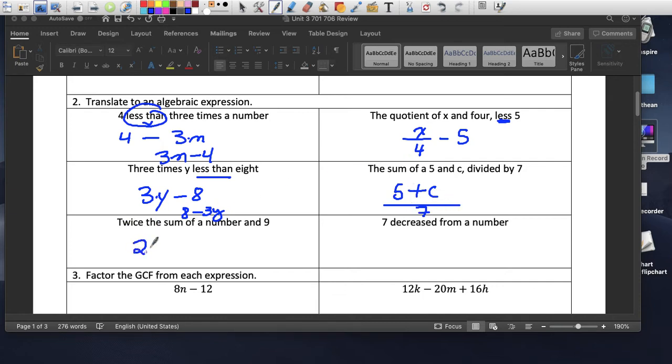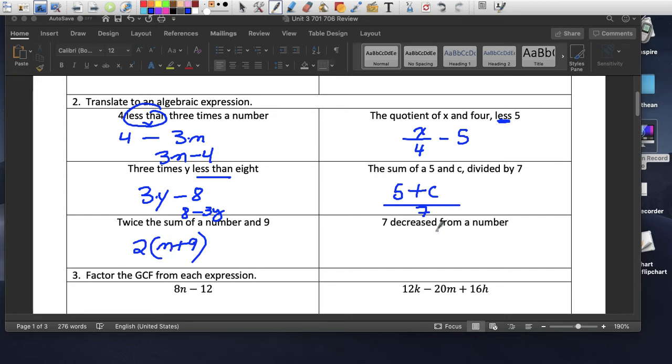Twice means double, or times 2, 2 times something, and what are we multiplying? 2 times the sum of a number and 9. So the sum of a number and 9 is this, but we're doubling that. So that's when we need the parentheses, right? Because we need to add those two first and then double it.